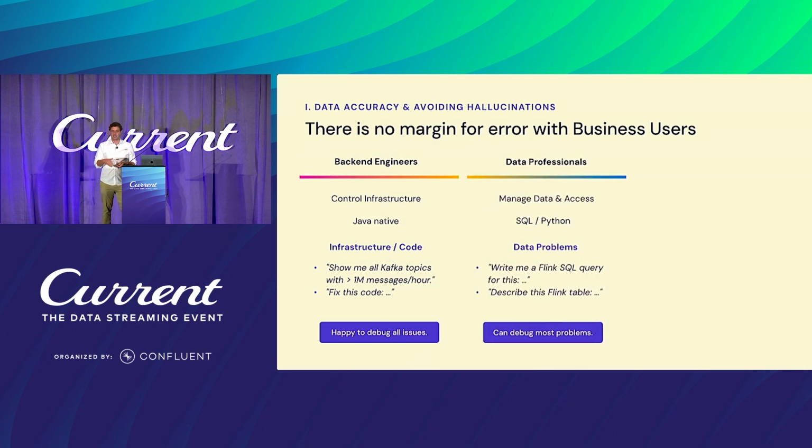Then you have a second user group, data professionals. So their need is mostly managing data and access. They're working in SQL and Python all day, solving data problems and asking questions like, write me a Flink SQL query for this kind of thing, or describe this Flink table to me. So kind of interacting with their data and making aggregations and analysis reports much faster than it used to be. And they can still debug most problems because, if you give them a wrong SQL, they're SQL native and they will be able to fix it. They still save time because they don't have to manually write every line of the SQL query.